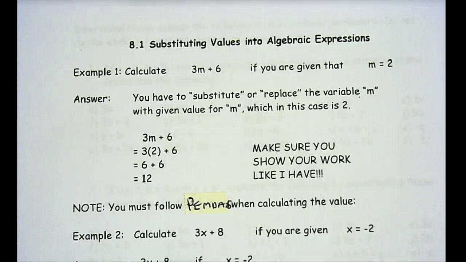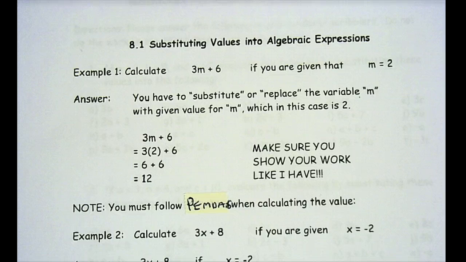Okay, Oak Rovers, this is a video that's going to help you with your homework tonight. And what we're doing is we're evaluating expressions when we have to substitute values into the expression. So the first example says, calculate 3m plus 6 if you're given m is equal to 2.